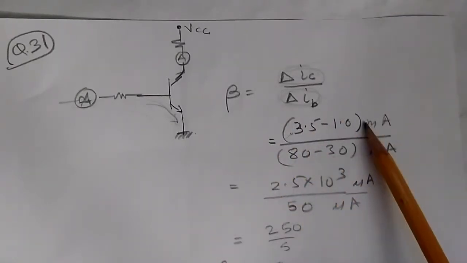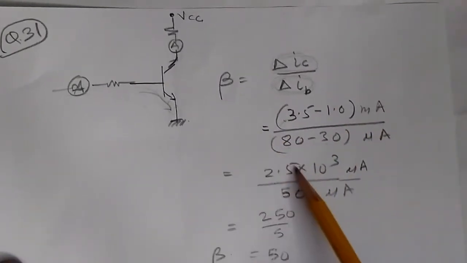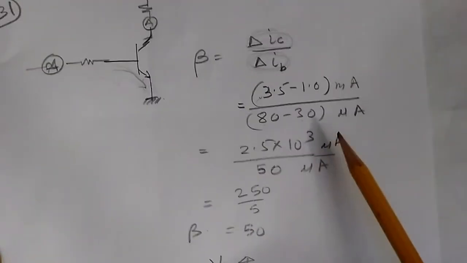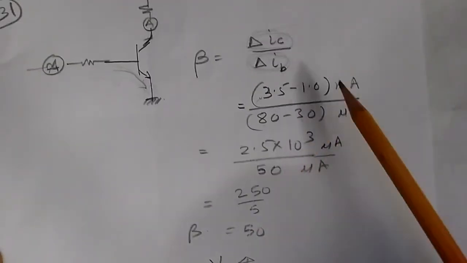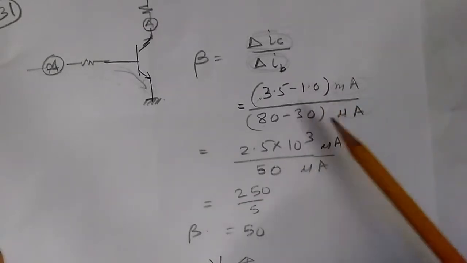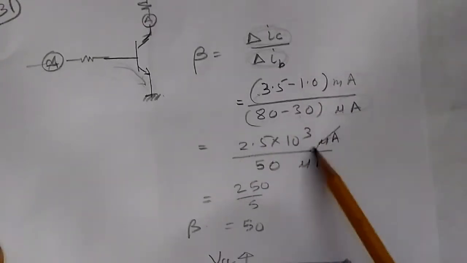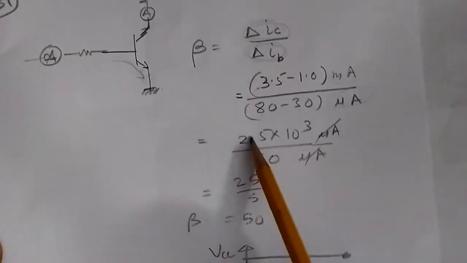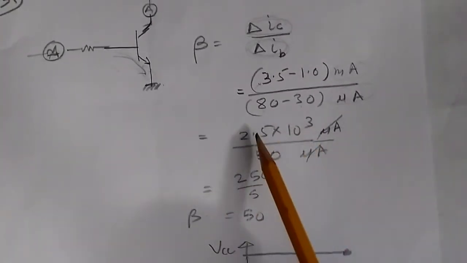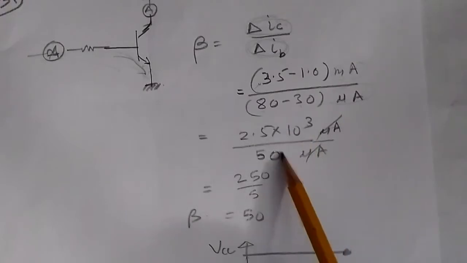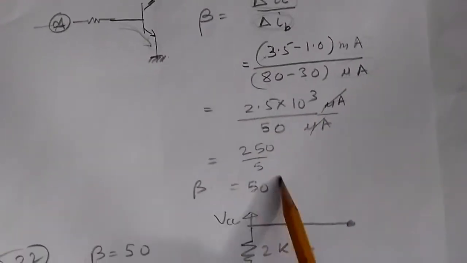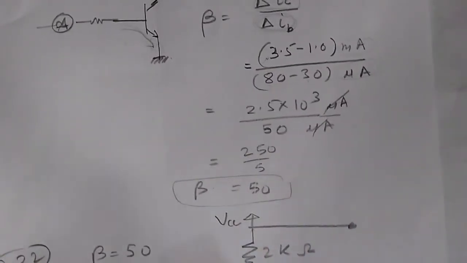So 3.5 minus 1 is 2.5 into 10 to the power 3. We change milliampere to microampere to make the two units the same. So this is 10 to the power 3 microampere. Micro cancels. This is 2.5 into 10 to the power 3, or 2500 divided by 50, which is 250 by 5, or beta is 50. So that is the answer.